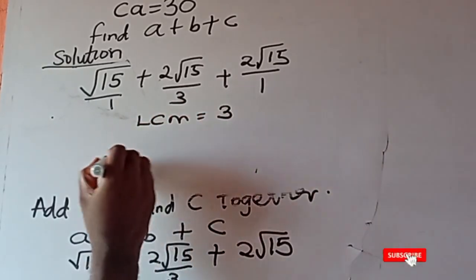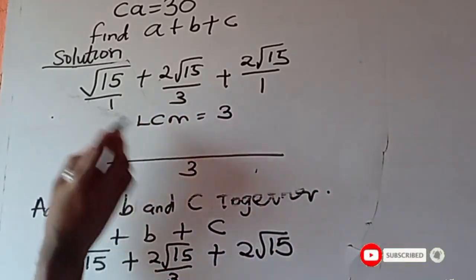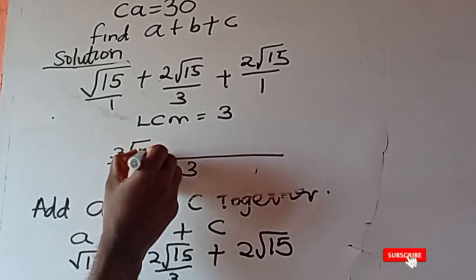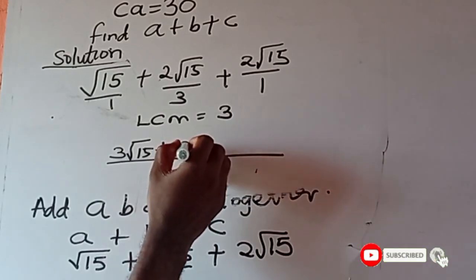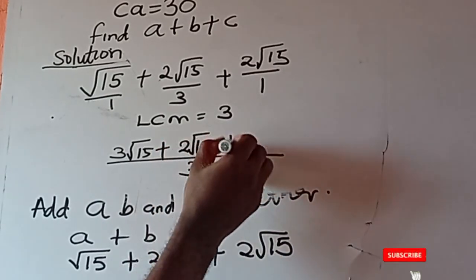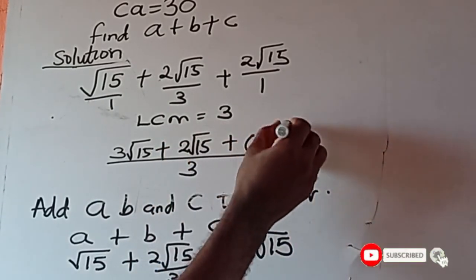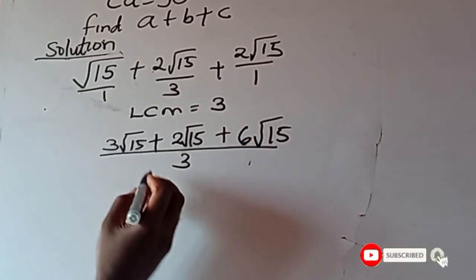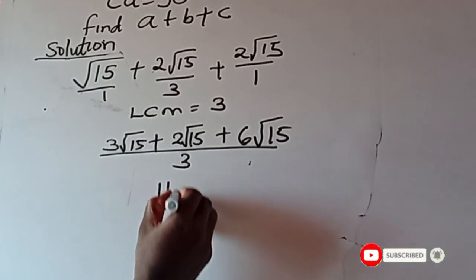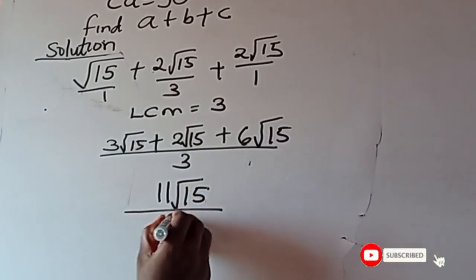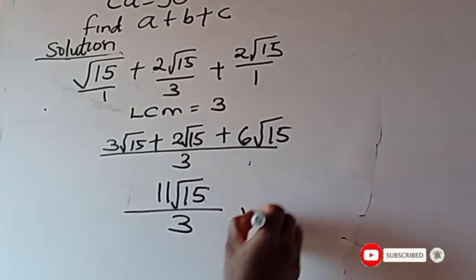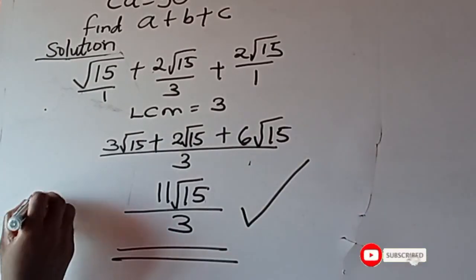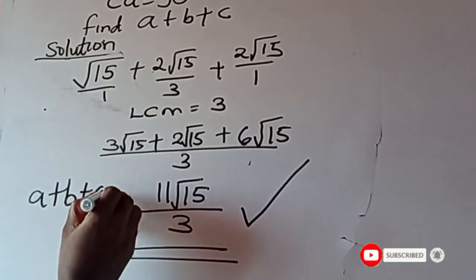The LCM there is 3. So let's draw our line. We have 3. 3 goes into 3, 1. 3 root 15 plus 3 goes into 3, 1, 2 root 15, plus 3 times 2, 6, 6 root 15. Now, when you come here, add all the numerators together. We have 11 root 15 all over 3. That is your answer. That is our A plus B plus C.